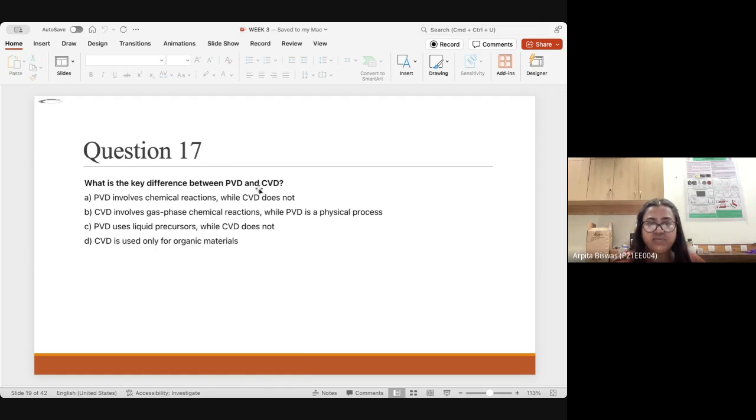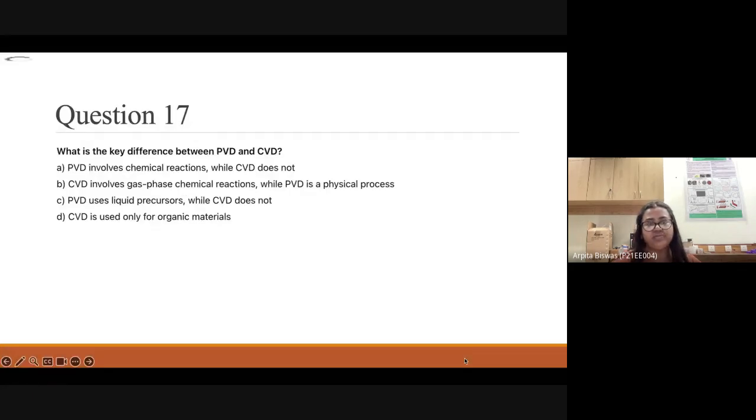What is the key difference between PVD and CVD? First, PVD involves a chemical reaction while CVD does not. Second, CVD involves gas phase chemical reactions while PVD is a physical process. Option C is PVD uses liquid precursor while CVD does not. And in the fourth option, CVD is used only for organic materials. So which one is the right option?